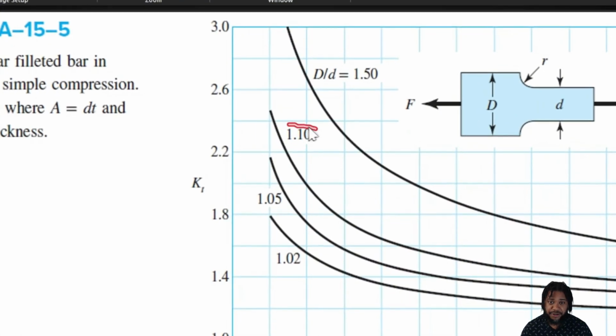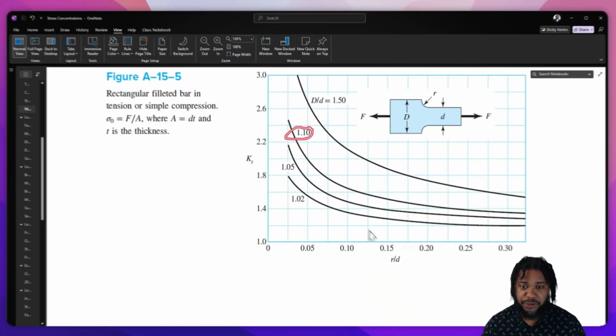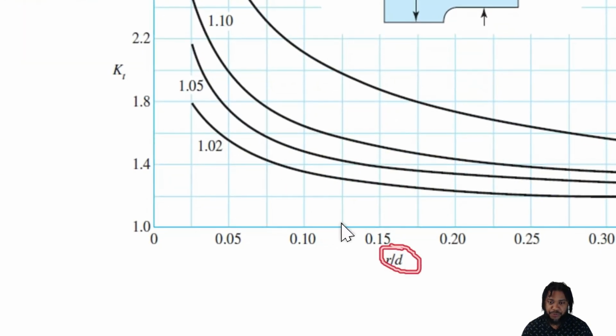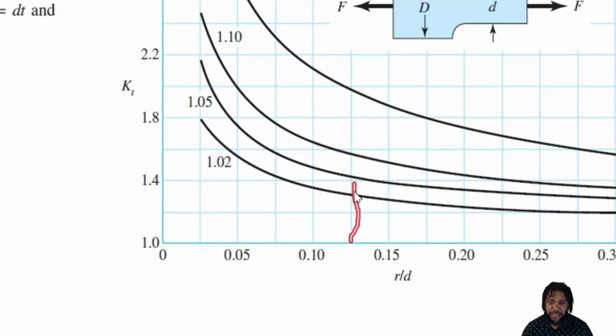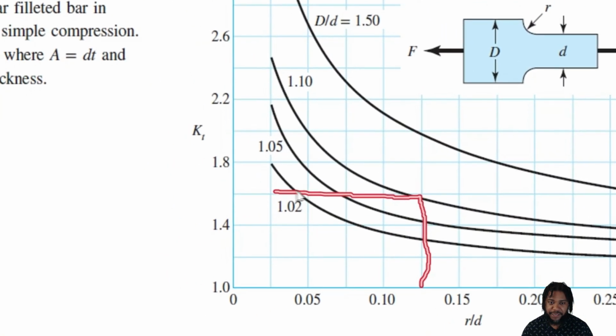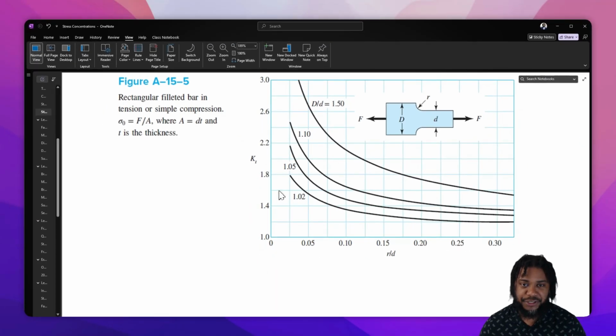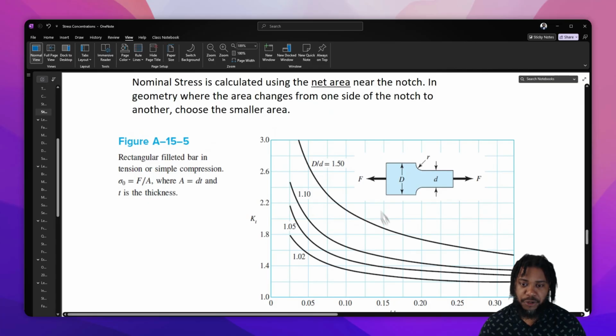Now, of course, say we had a different ratio of D over d, but we had the same r over d, the 0.125, then we'll plot up to that line and over, and in that case, we are just below KT equal to 1.6, right? So that's pretty much how we read these charts.